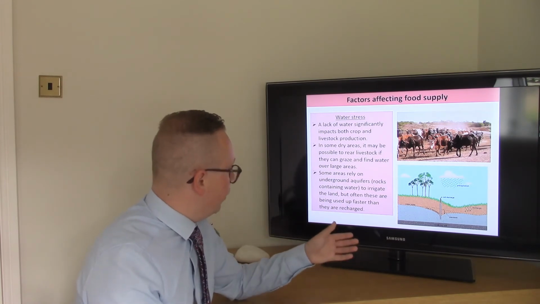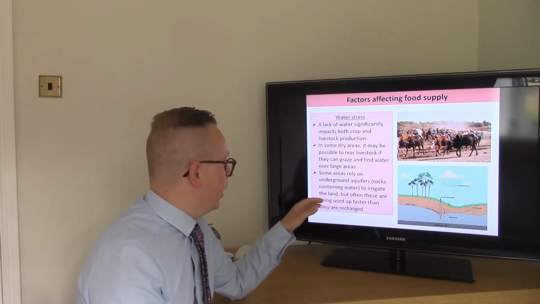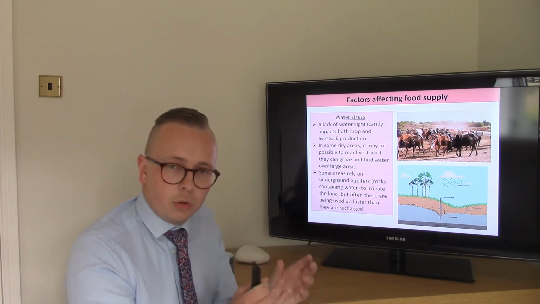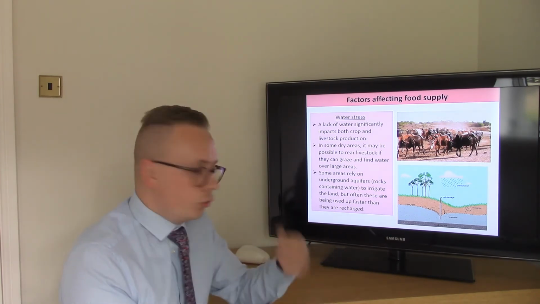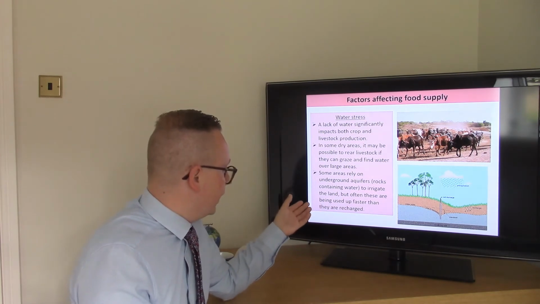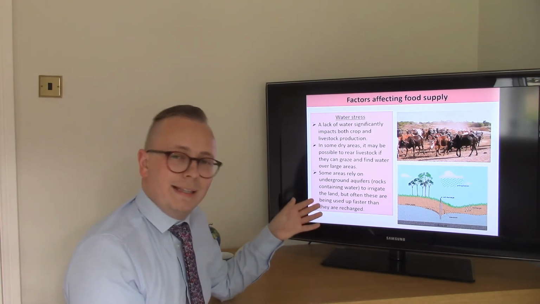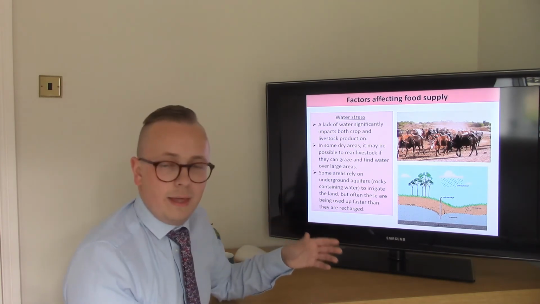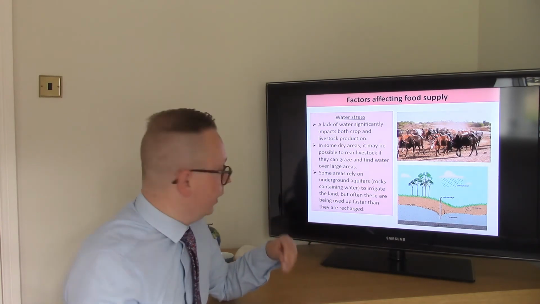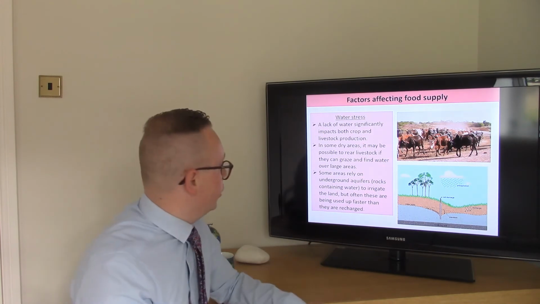And some dry areas actually rely on underground aquifers, so these are rocks with pore spaces in them that store water, and they use wells to draw that water up. They can use those to irrigate their land. But often in these areas that are relying on that underground water source, they're being used up faster than they're actually being recharged by rainfall, and as a result they will eventually run out.